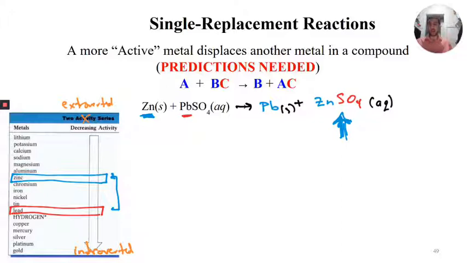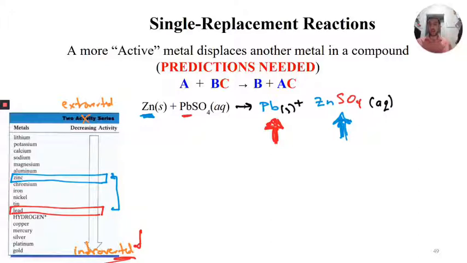Lead being lower on the list is more introverted. Because it is introverted, it wants to be by itself. Where in this big long line of an equation is lead by itself? Well, there it is. Again, by itself. And again, note on the right-hand side of our reaction, on the product side. Either way we look at it, being extroverted or introverted, our reaction produces products. We favor those products. Okay?